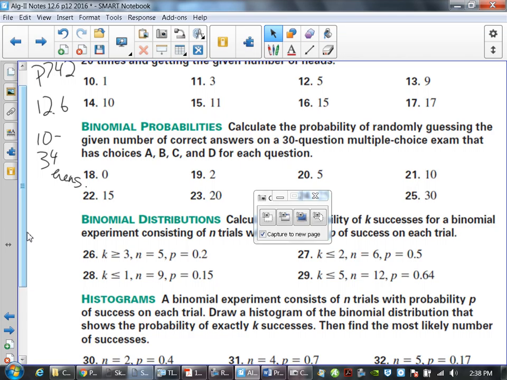Probability is fun. What's the probability? Good chance you're joking.